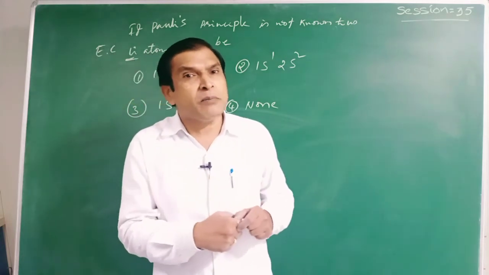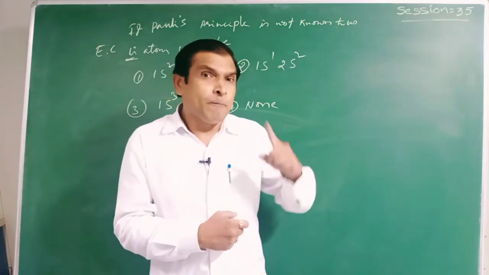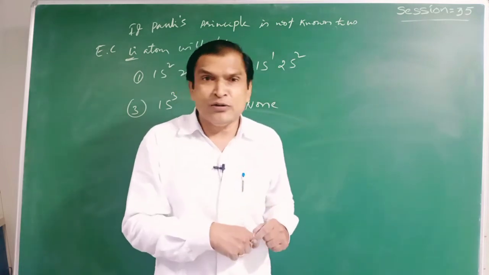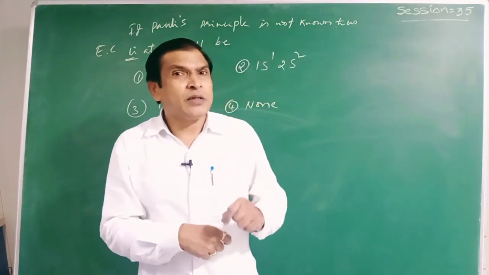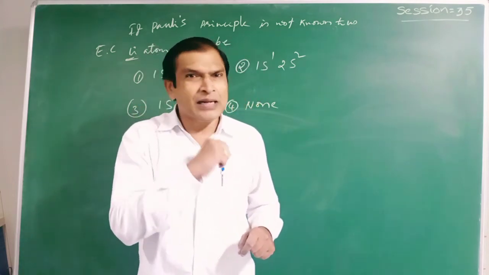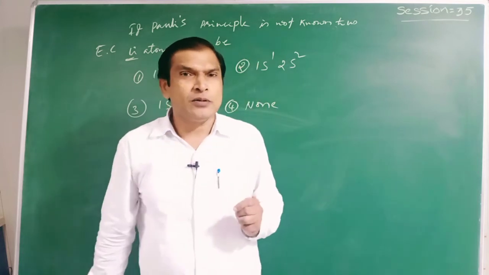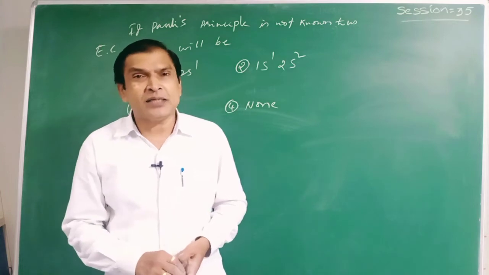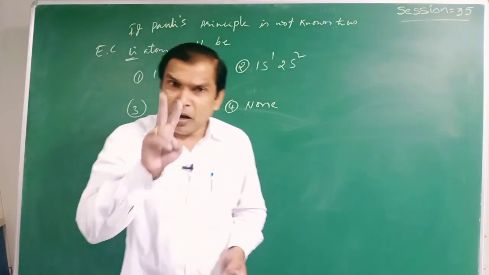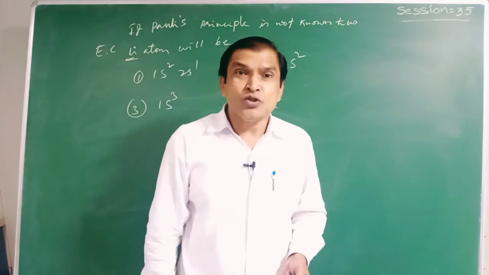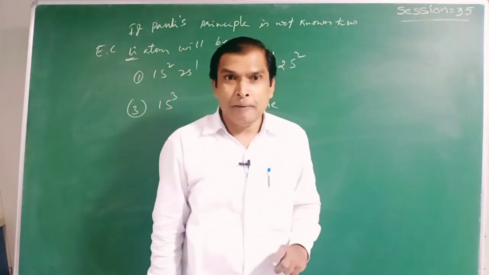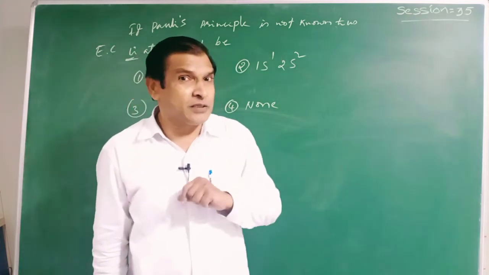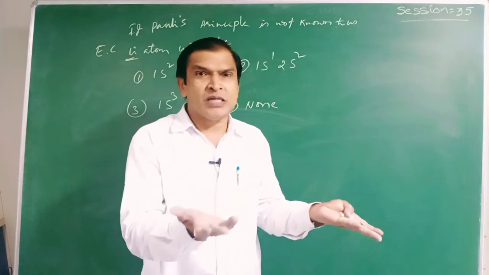One is plus half, the other one is minus half. That means 2 spin quantum number values are allowed. It indicates that an orbital can accommodate only 2 electrons, a clockwise and an anti-clockwise electron. Yes, that means Pauli's principle indicates that an orbital can accommodate a maximum of only 2 electrons. So if Pauli's principle is not known, that is, the constraint of 2 electrons in the orbital is not present, then all the electrons go into the same subshell.